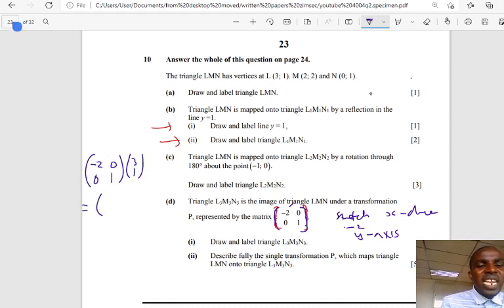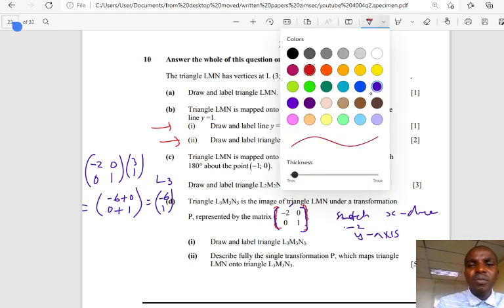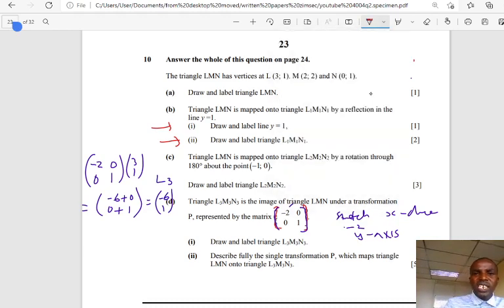Then you say -2 times 3 plus 0 times 1. -2 times 3 is -6. Then plus 0 times 1 plus 0. Then here 0 times 3 plus 1 times 1. 0 times 3 is 0 plus 1 times 1 is 1. So the image coordinate will be -6, 1. That's the image coordinate of L. So it's L3. Then after finding L3, we can find M3.